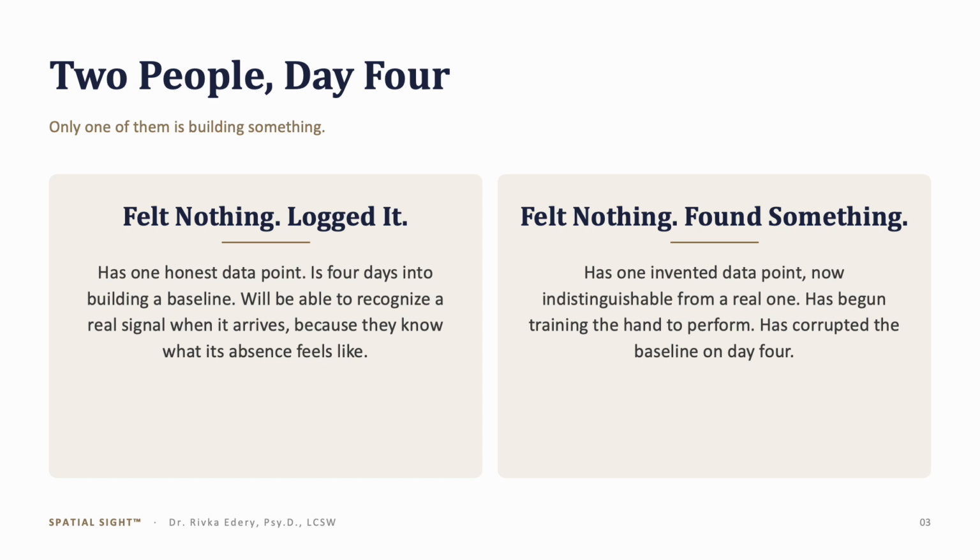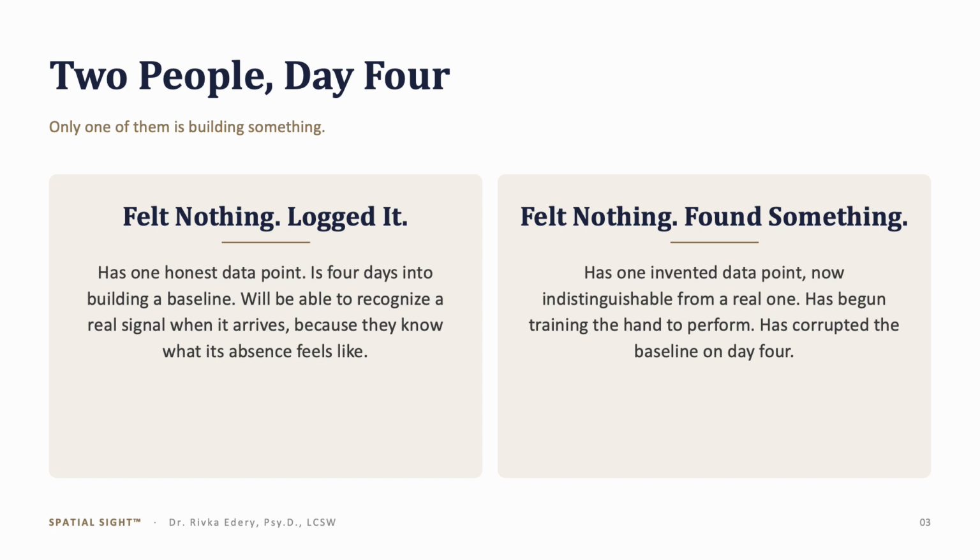So they went looking. They pressed a little harder on the decks, on the cards. They interpreted a slight tingle, the tingle everyone's hands produce all the time from ordinary circulation, as a signal. They found something because a person who needs to find something always will. And now, that person has an invented data point sitting in their log. And here is the fail part. It is indistinguishable from a real one. It looks the same on the page.